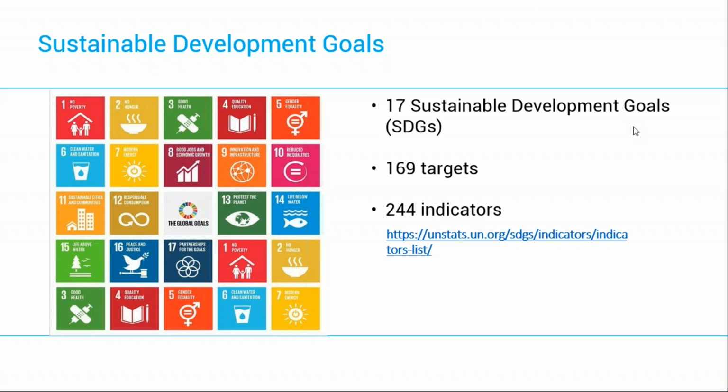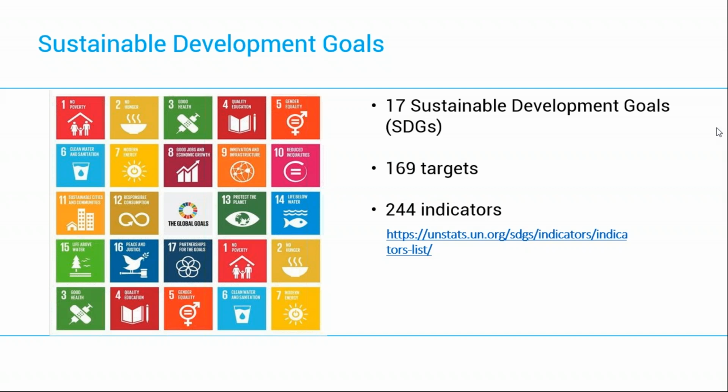Once the General Assembly agreed on these different targets and indicators, then it was left to different agencies to try to figure out, well, specifically, how are we going to measure these? How are we going to actually track these? What's useful for countries? What's useful in terms of tracking global progress, but also what's useful in terms of providing national stakeholders with the information that they need.